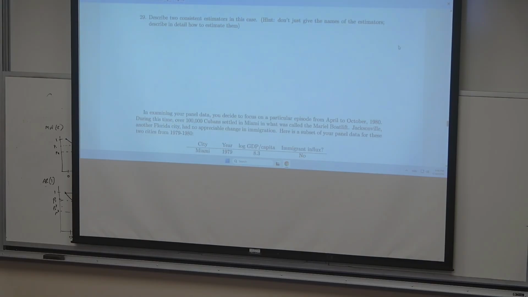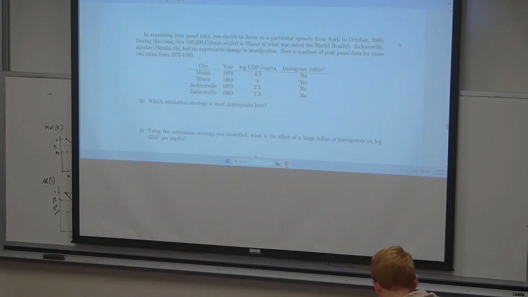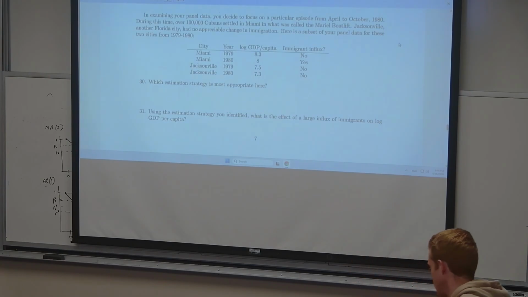Describe two consistent estimators in this case to fix the alpha problem. Okay? And we talked about that. That's first difference and fixed effects. Okay? Then examining your panel data, you get this diff-in-diff, right? If you see something like this, that just screams diff-in-diff. Okay? So just write that.